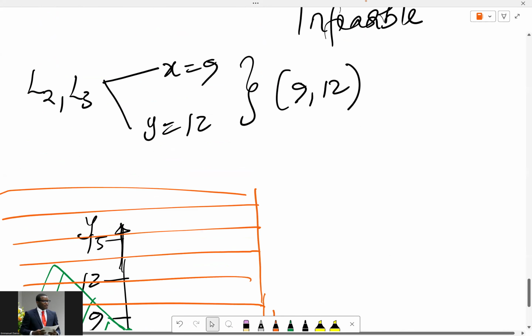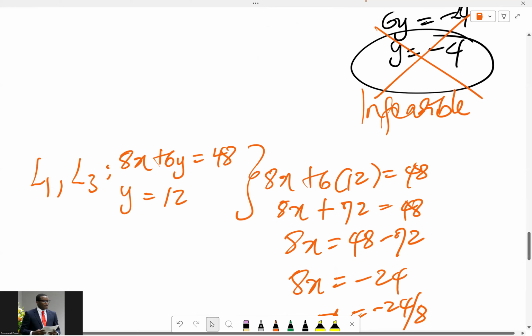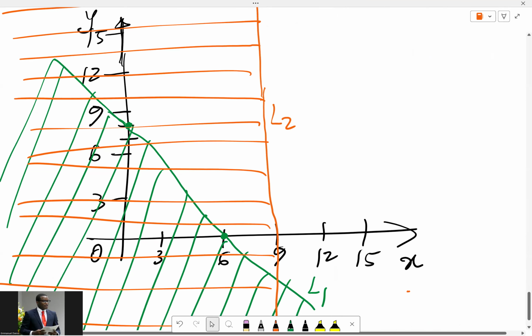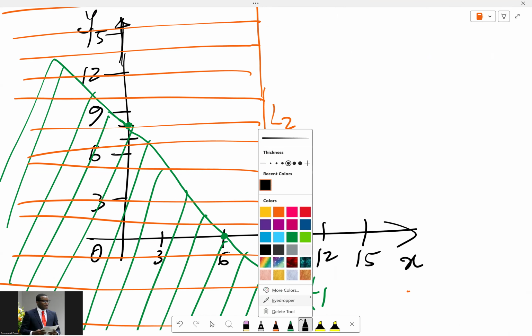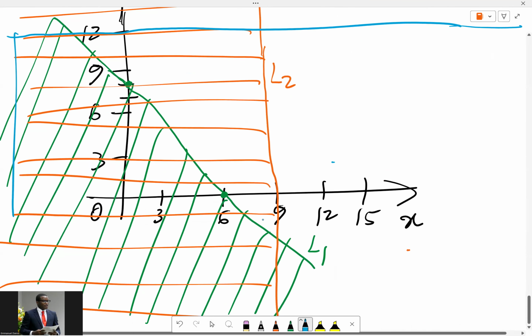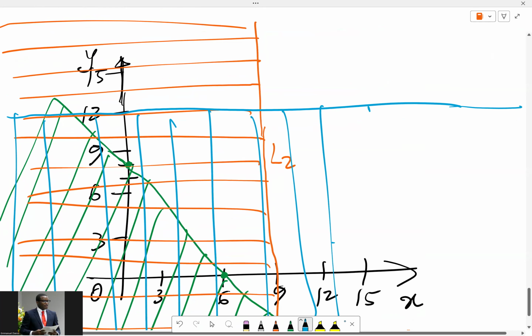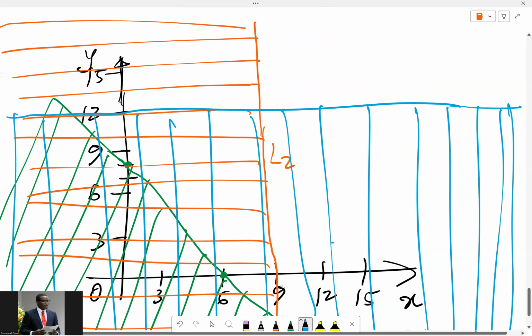Then for line 3, line 3 is actually y is less than or equal to 12. I want to get another marker, another color, not black now. Let's say light blue. So y is less than or equal to 12. You see this is 12 now, and we need y less than or equal to 12. So we have to shade that line and everything under it.